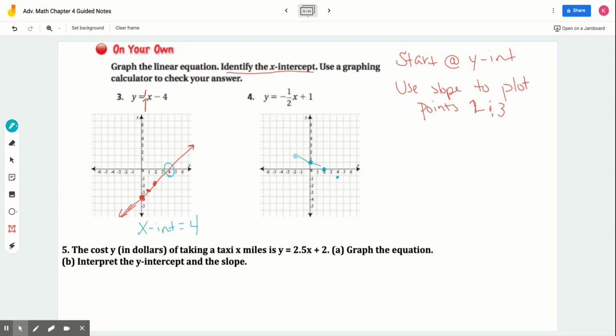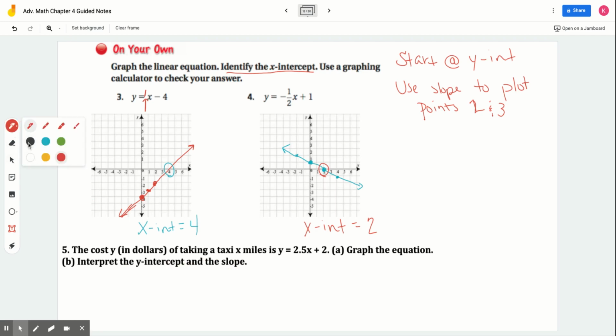Now we're going to connect our points with a straight line. And then we need to identify that x-intercept. Here we can see that we cross the x-axis at +2. So our x-intercept is equal to 2. Now for number 5, it says the cost y in dollars of taking a taxi x miles is y equals 2.5x plus 2. Graph the equation and then interpret the y-intercept and the slope.